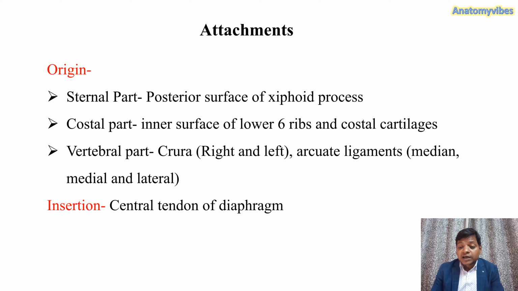Since the diaphragm is at the level of the xiphisternal joint, it takes origin from the xiphoid process, the posterior part of the xiphoid process. The lower six ribs are related to the diaphragm, so they will also give origin to the diaphragm, mainly the inner surface. So, the inner surface of lower six ribs along with the costal cartilages.